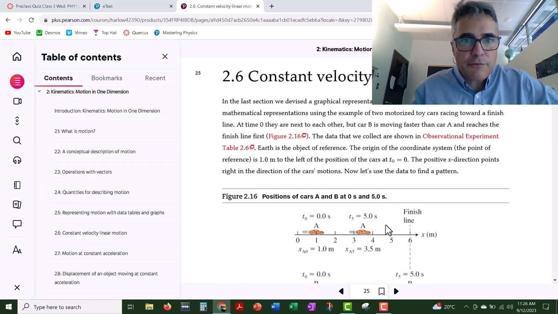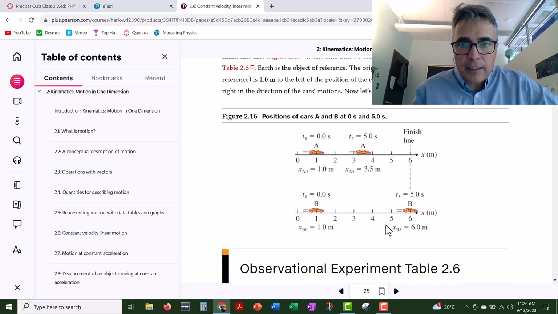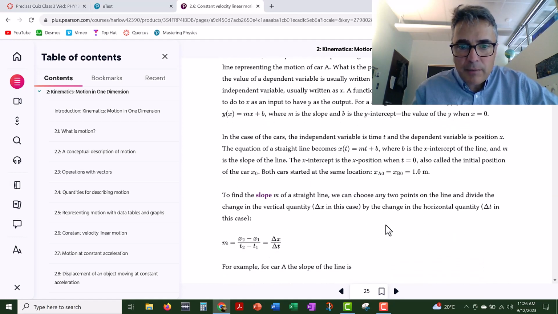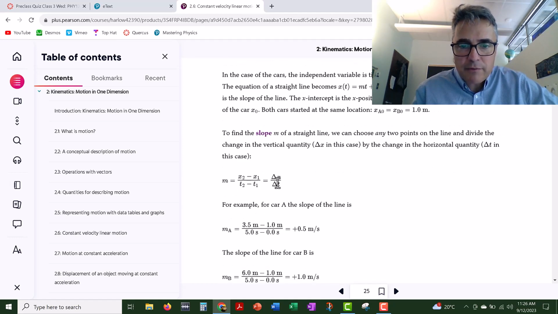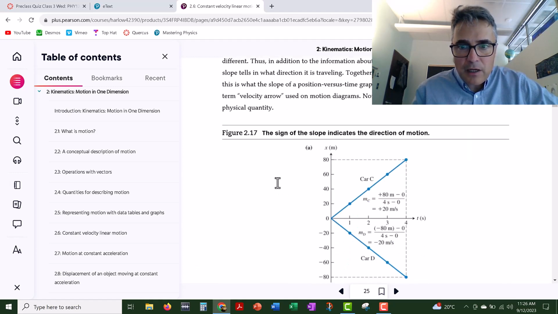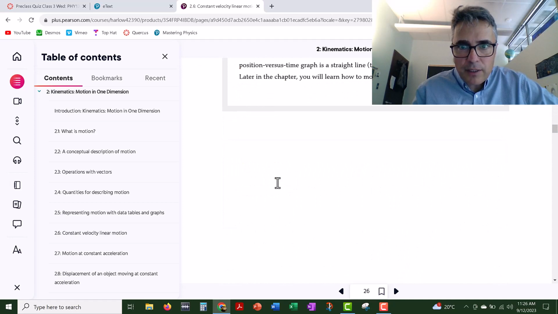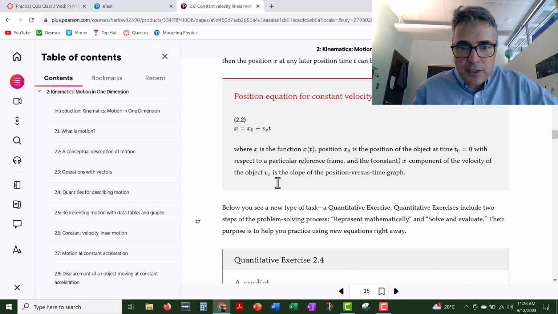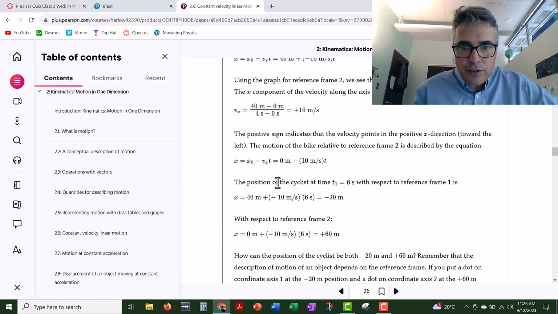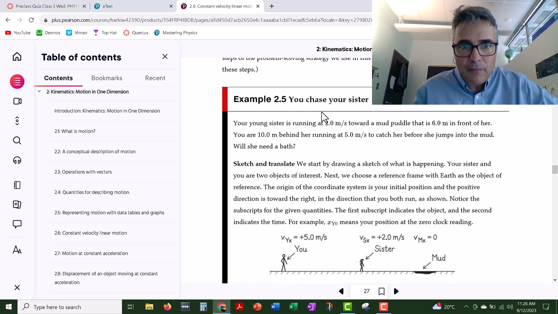And the last section you need for this quiz is section 2.6, constant velocity and linear motion. So this is again talking about things we've done. Velocity is rise over run on a position versus time graph. And they talk a little bit about relative motion, so it's good to read through this. There's a nice example that goes through a lot of really important concepts.